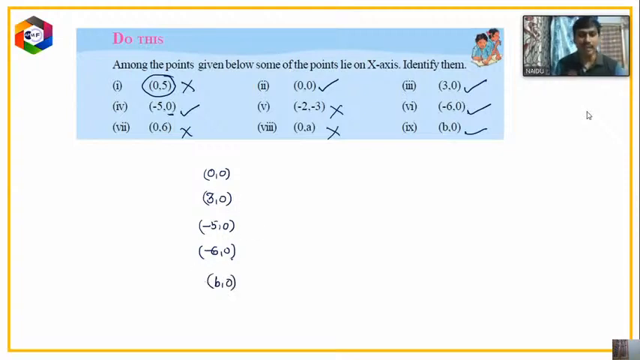If you observe each and every point, the y coordinate, the second coordinate, is zero. If the second coordinate is zero, then definitely that point lies on the x-axis. So all these points lie on the x-axis. In this question it is only asked to identify, that's all. So we have identified that out of the 9 points, 5 points lie on the x-axis. Yes, children. Now we will move to the next question.